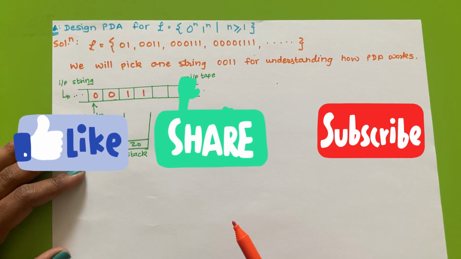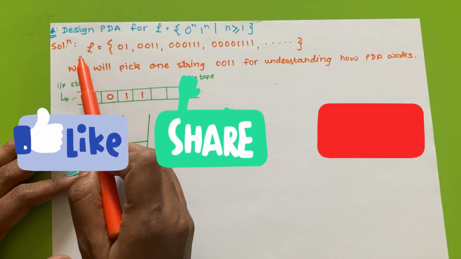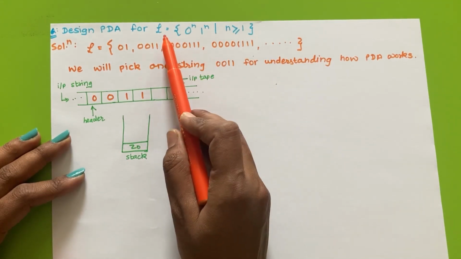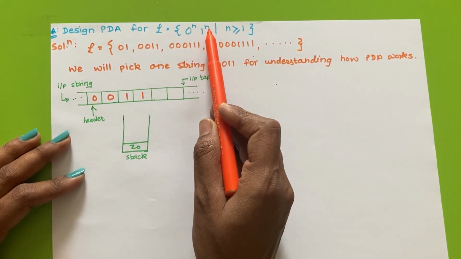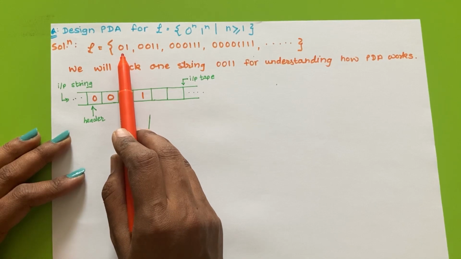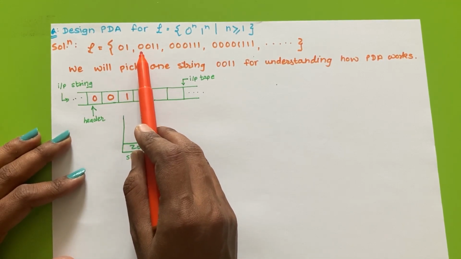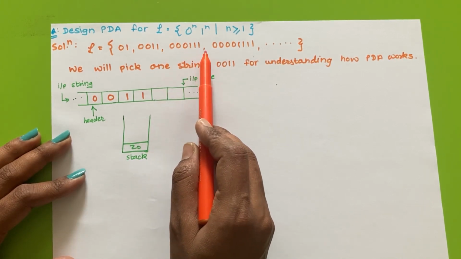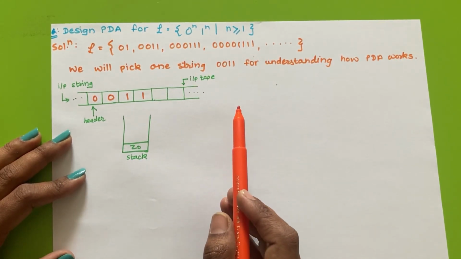Without wasting much time, we will start with the example. First we will list all the strings that come under the language 0^n 1^n. The smallest string is 01, then the next smallest is 0011, then 000111, and this goes on repeating.